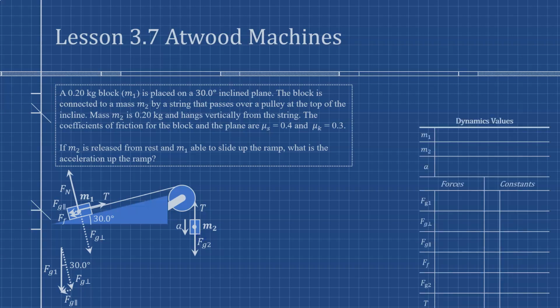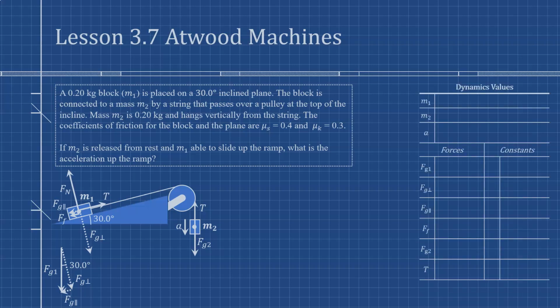But now we still need to do a little bit more setup before we solve this problem. Let's go ahead and make our dynamics values table. And I'm going to make dynamics values entries here for two different masses, which means this is going to apply to two different free body diagrams I'm going to have to make. I know that M1 and M2 are 0.2 kilograms. I do not know the acceleration up the ramp, but I'm going to find that by calculating it from what I know about this problem. That's what I'm looking for.